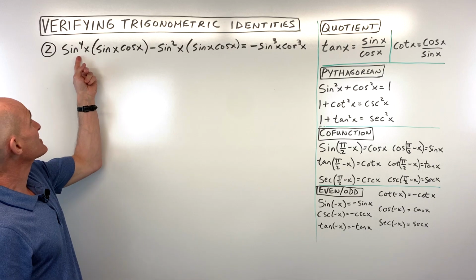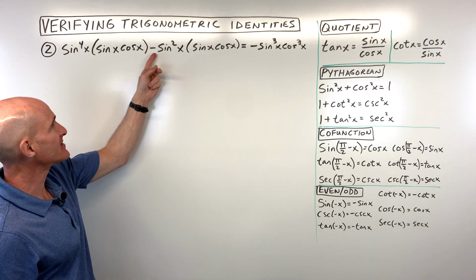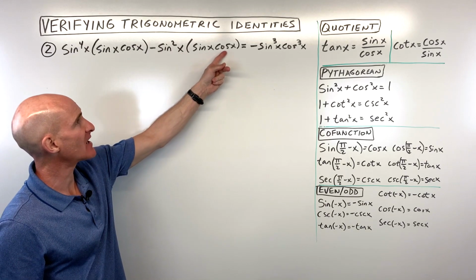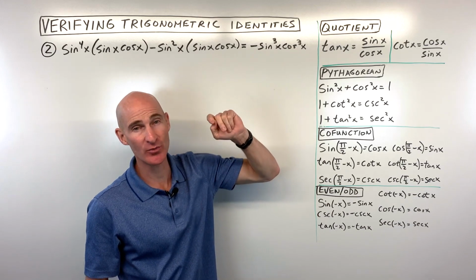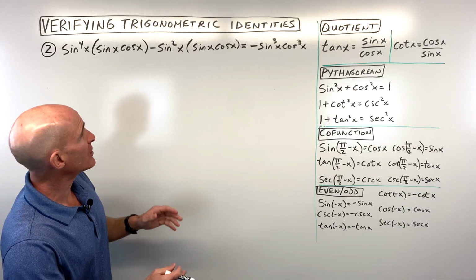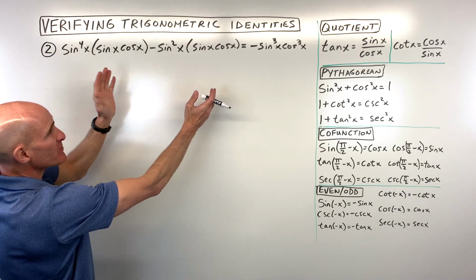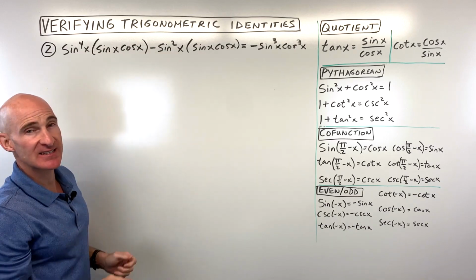We have sine to the 4th x times sine x cosine x minus sine squared x times sine x cosine x equals negative sine cubed x cosine cubed x. How would you do that one? Well, one thing to notice is that the left side is much more expanded than the right side. So let's go ahead and work with this left side, see if we can condense it down.